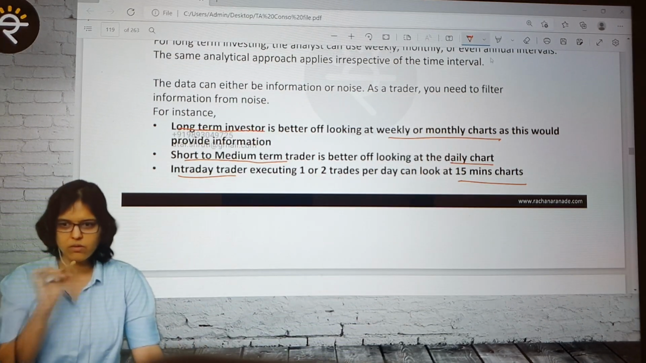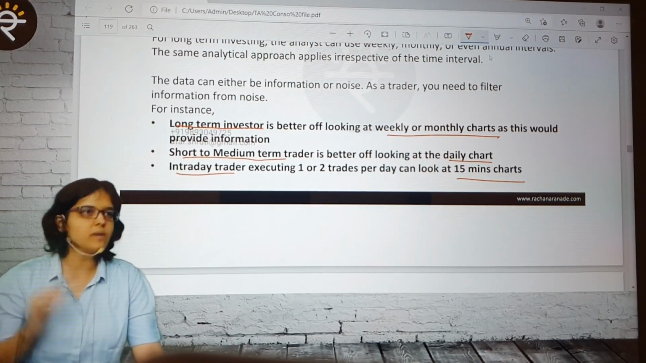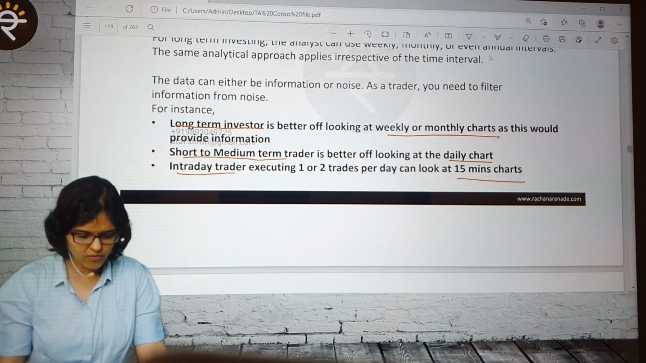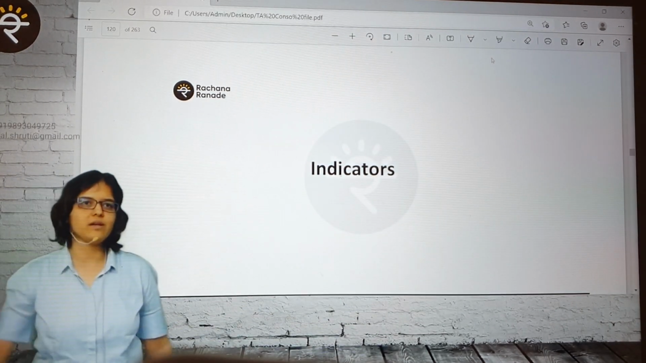Just maybe if you want to mark these. Which page number is that? 76. So that you get an idea which time frame is to be chosen. Long term, weekly or monthly, short to medium term, daily, and intraday, 15 minutes. And then post break, we start with indicators.